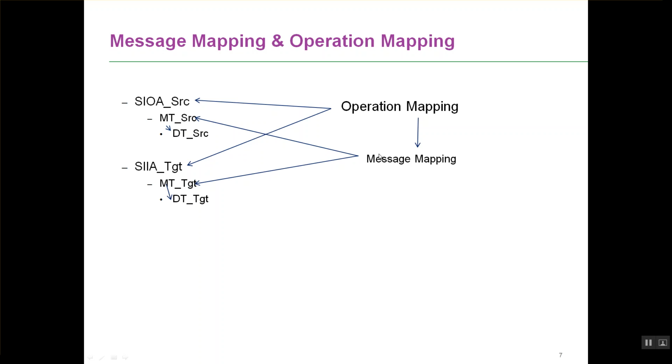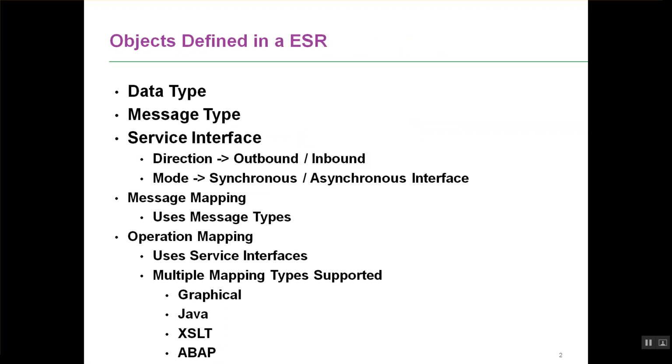Right? Then you would define a message mapping, and this message mapping uses the MT_source and the MT_target. Because remember, a message mapping is nothing but a graphical mapping where you're going to map the source structure to the target structure. So you're going to use the message types that you have defined in the mapping layer. And then you would define an operation mapping. The operation mapping is going to use the source interface, the target interface, and also use the message mapping. So at a very high level, to summarize, we'll just go back here.